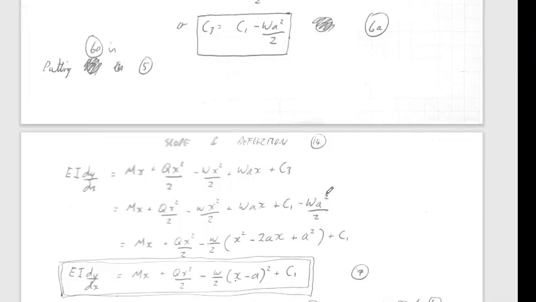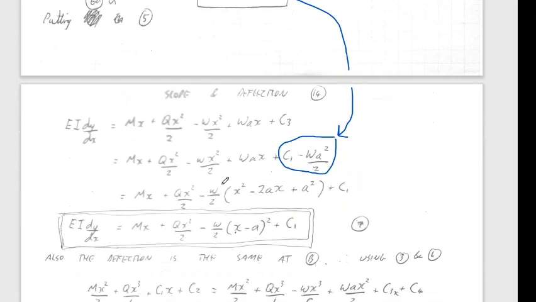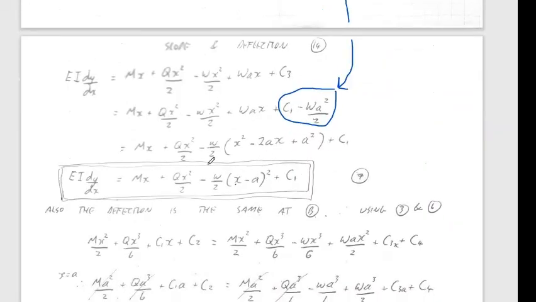So this term here, you can see that is what we've just calculated. That is C3. Okay, so we've put C3 into that equation. So now we've got that equation, but instead of having our third constant of integration, we've got our first constant of integration in there. Okay, and then we just factorize that, and we end up with this equation here, equation number 7.